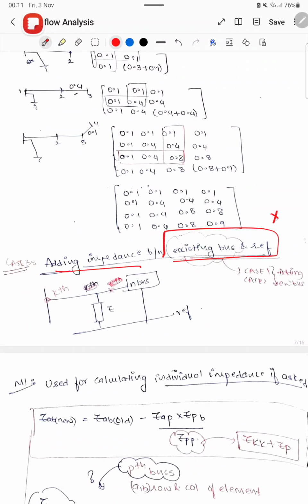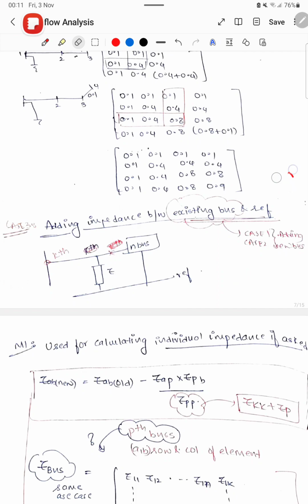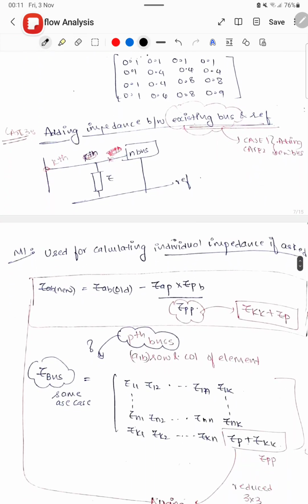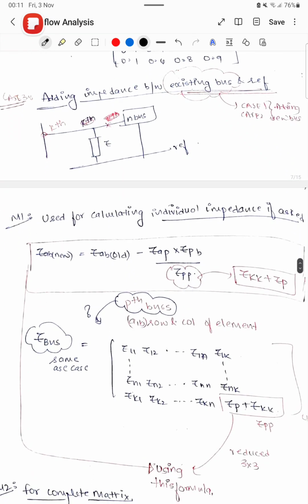Now we are not adding any new bus. This is existing bus and reference bus. So kth bus and reference bus. In this there will be two cases. There can come two kinds of questions. Here dimension will not change. Dimension will remain as it is, since you are adding impedance between existing bus and reference bus, dimension may not change.